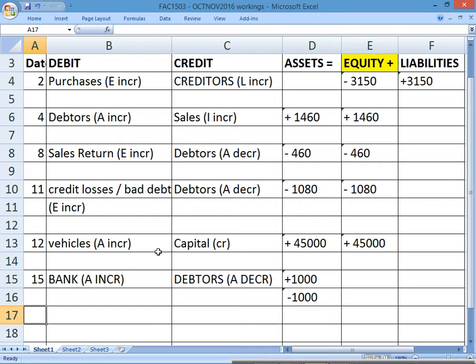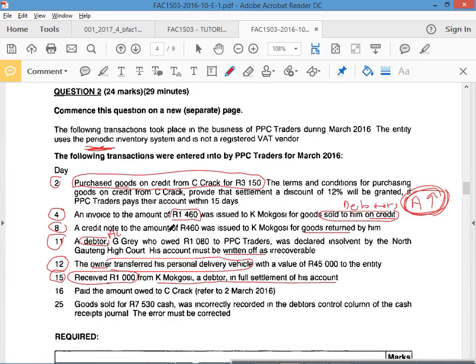Are we okay? All right. 16, another transaction. Let's go back and read it. Paid the amount owed to C, referred to 2nd March. Okay, so now I've got to go all the way back here, and I need to read that again. Right, so now the second part is relevant, because the second part is actually a payment.